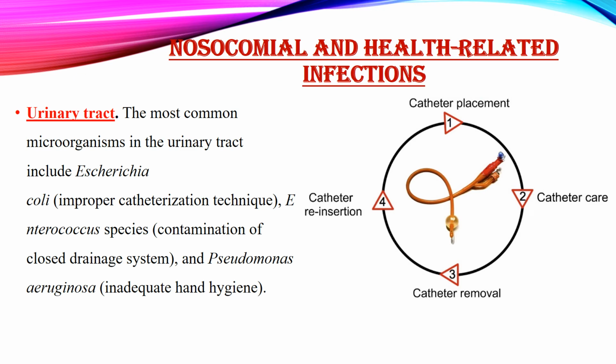Nosocomial infections are classified as infections that originate in the hospital, and it is a subgroup of healthcare associated infections. Here we see the nosocomial and the health related infections. Number 1, urinary tract. The most common microorganisms in the urinary tract include E. coli, which is due to improper catheterization techniques, Enterococcus species by the contamination of closed drainage system, and Pseudomonas aeruginosa due to inadequate hand hygiene.